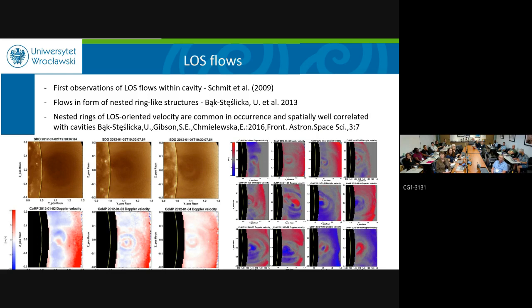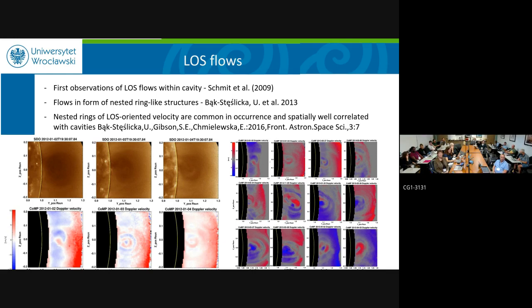This is another paper, but we noticed that, in fact, if the cavity is oriented towards us, we always see such a structure. So sometimes when I open, for example, the web page of CoMP and try to find a new example, I always look at the Doppler velocity. This is the first sign of a good orientation of the cavity.